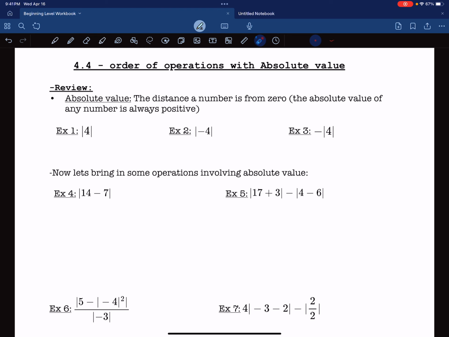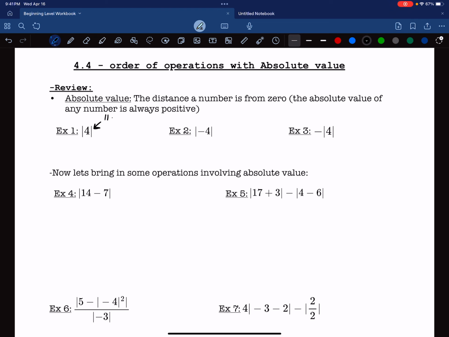So recall that absolute value is the distance a number is from 0. And also know that the absolute value of any number is always positive. You will never have the absolute value of something be negative. So with that being said, let's first look at example 1. So example 1, we have the absolute value of -4.